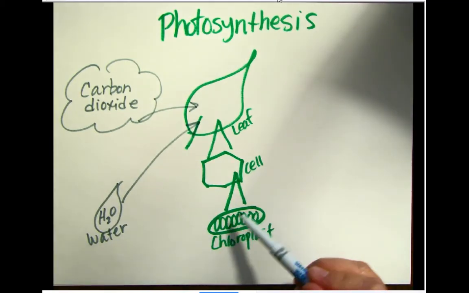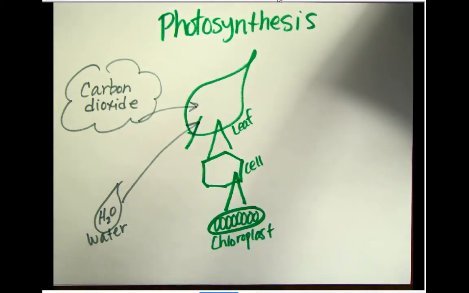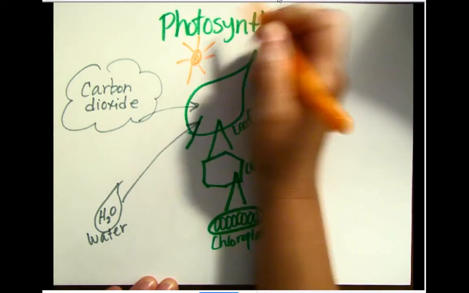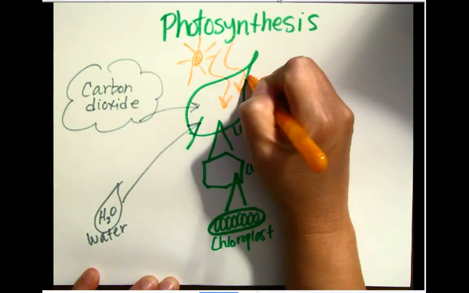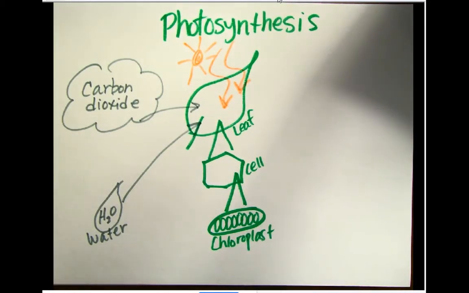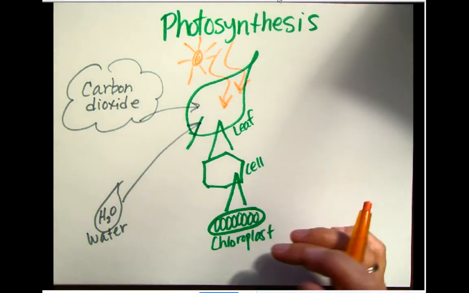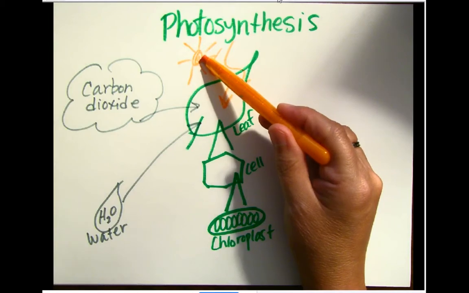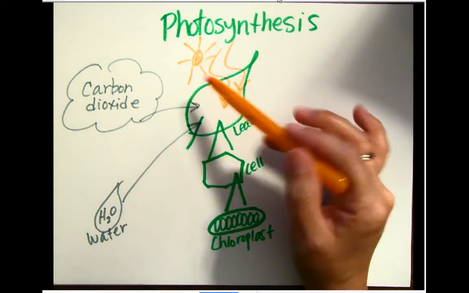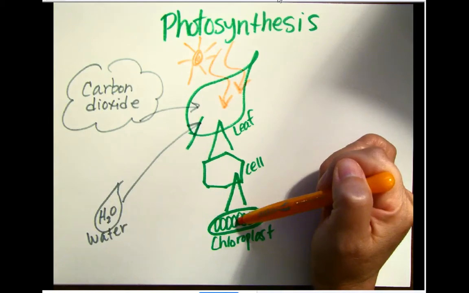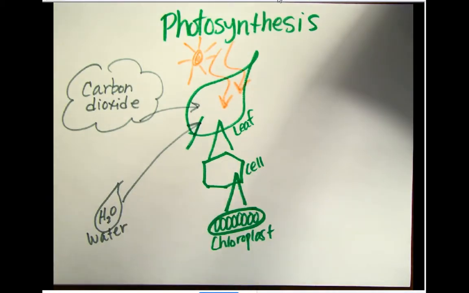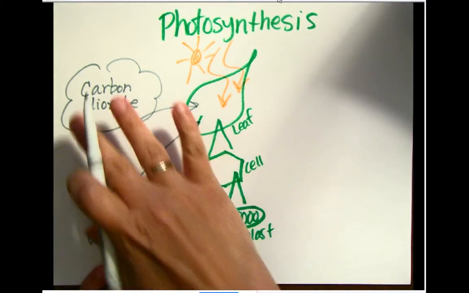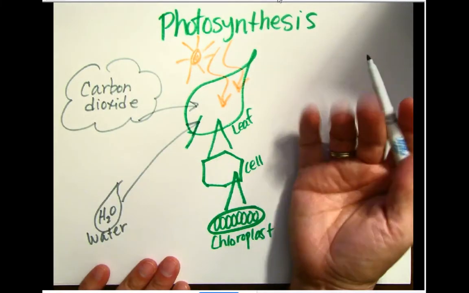Inside the chloroplast is where all the magic happens. But the magic can't happen without the sun's energy. Just like your car needs fuel to get it going, you can't go anywhere if there's no gas in the car. Same thing here. This process can't happen without the energy from the sun. So when all the things are present in the chloroplast, things get transformed into something new. A chemical change happens. Okay? Chemical change. Something gets turned into something different and new.